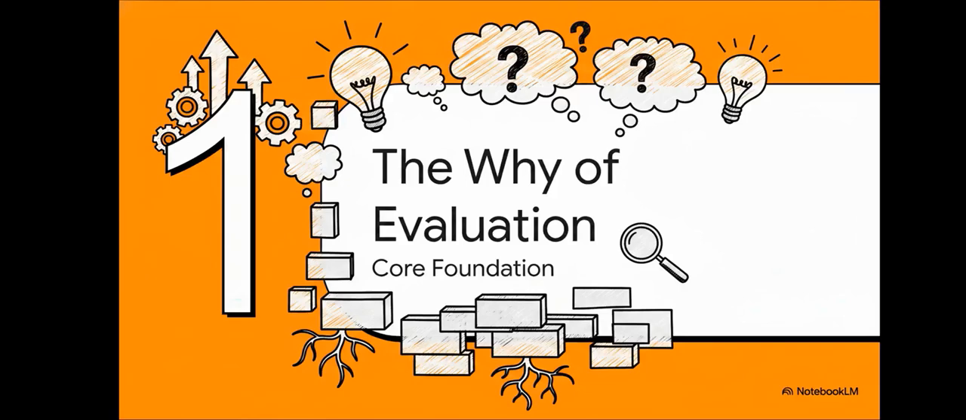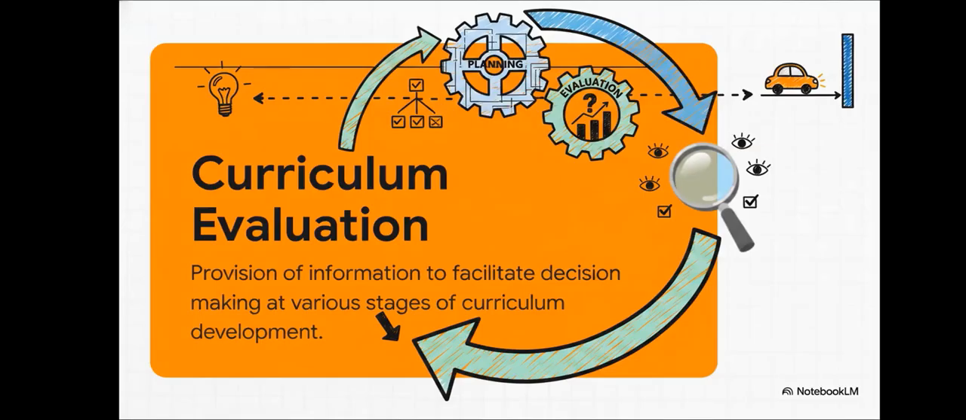Section 1. The why of curriculum evaluation. Okay, look at the emphasis on the word continuous here. Evaluation is the continuous provision of information for decision-making. It is not an afterthought. But this brings us to a really essential, high-signal question that gets to the core of this whole concept. Why must evaluation be a simultaneous activity with planning rather than just a tail-end process?